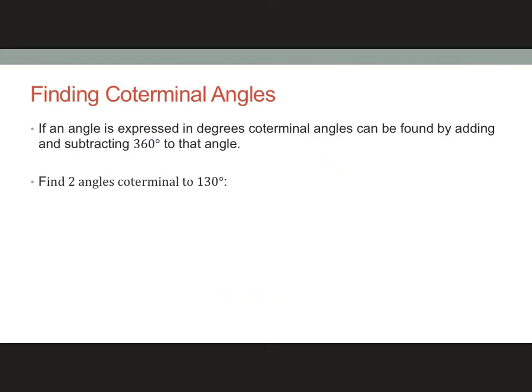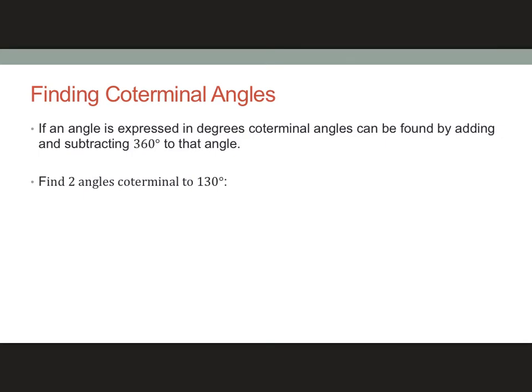Let's go back to coterminal angles for a second. If an angle is expressed in degrees, coterminal angles can be found by adding or subtracting 360 degrees to that angle. If you add 360 degrees to a positive angle, you get the loop around through the initial side back to the terminal side again. And if you subtract 360 degrees from a positive angle, you will get the negative or the clockwise way to get to that terminal side.